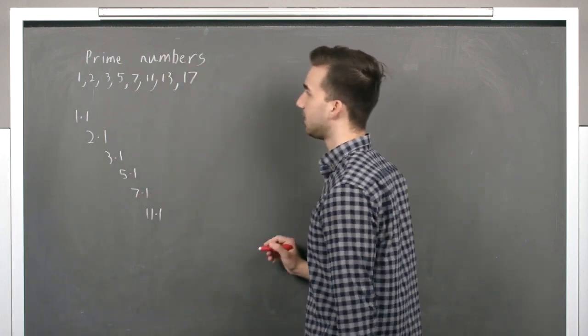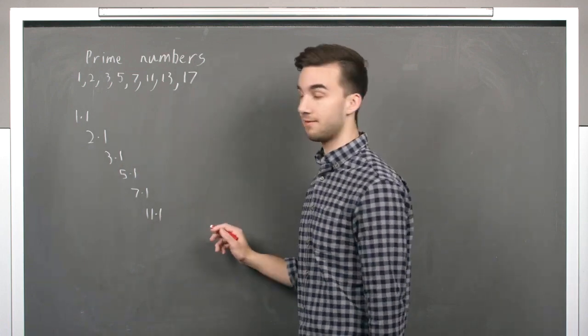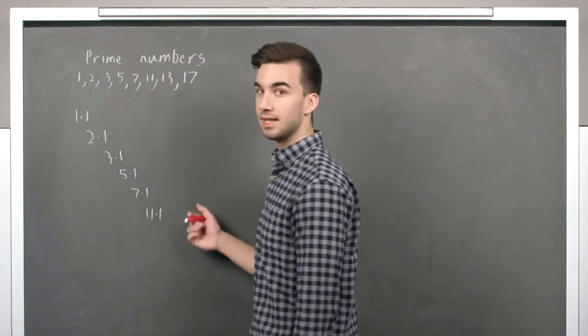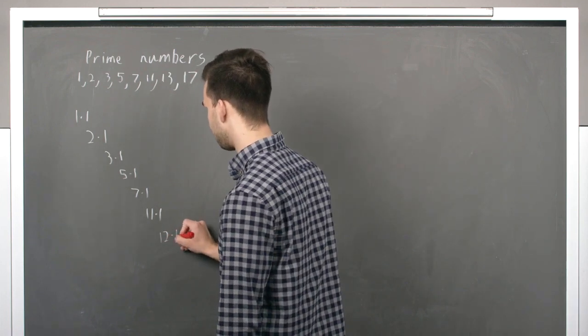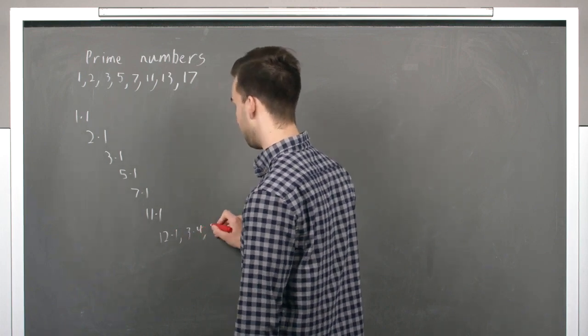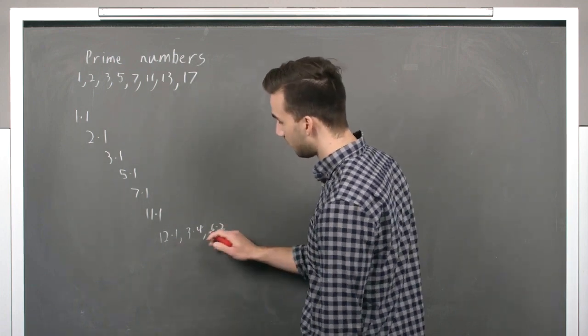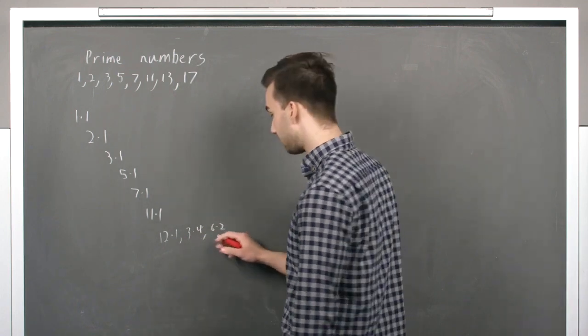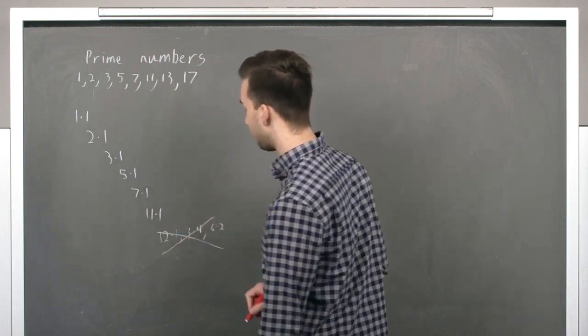And the reason for this is because we can't break it into any other factors. For example, 12 is not a prime number because we can do 12 times 1, and we also can do 3 times 4, and we can do 6 times 2. And so anything with more than one way to factor it into real numbers is not a prime number.